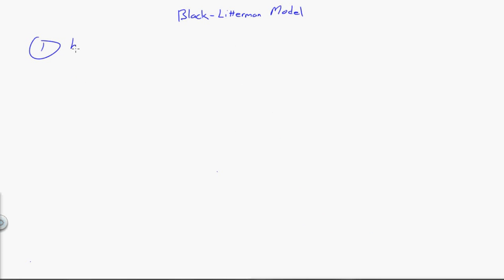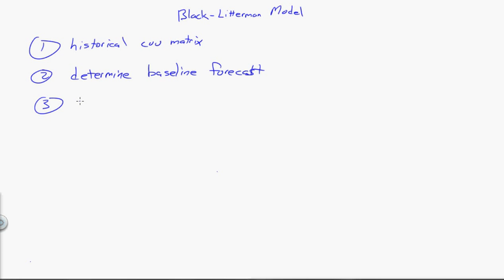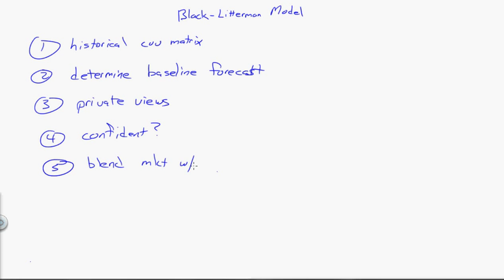In review, one, I use historical covariance matrix. Two, I determine my baseline forecast, and my assumptions here are that the market uses historical covariance matrix and the market uses the CAPM to come up with their returns. And then I put in my private views, and then I say how confident am I in those private views. And in step 5 I blend market with private. And that's it.